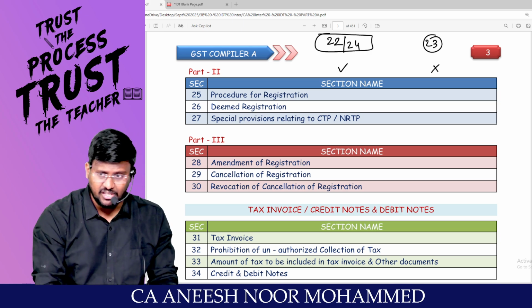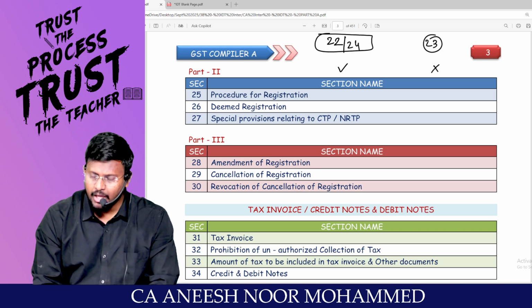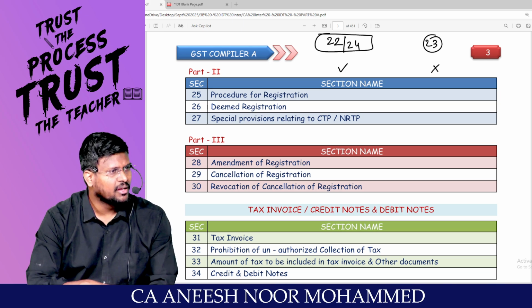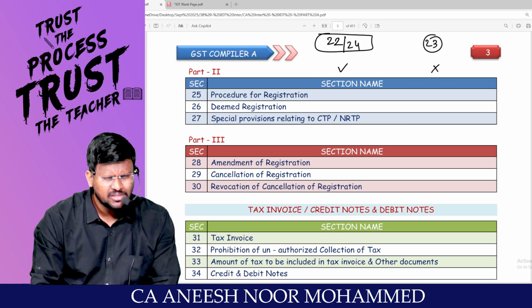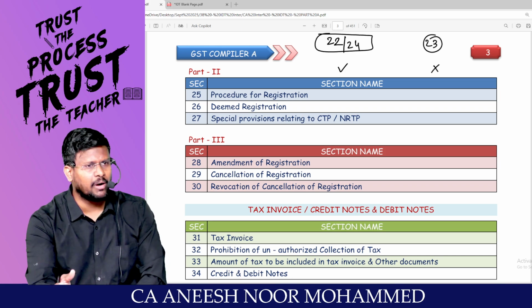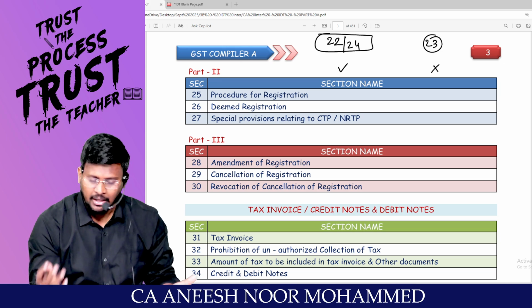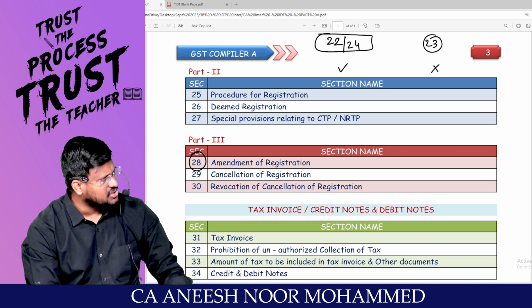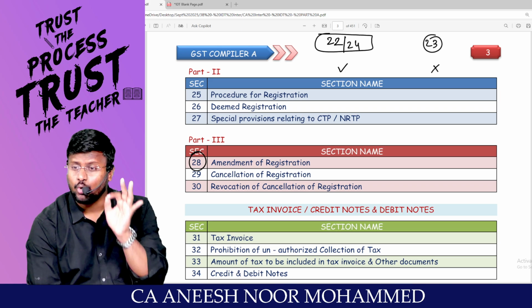After you have taken registration, at the time of taking registration you would have given your mobile number. In future, will you change the mobile number? In future, will you change the email ID? In future, will you change the location of your business? Earlier you would have done business in Nungambakam. Sir, now I have changed to Kodambakam. Is there any chance? That is section 28, amendment of registration. You can amend your registration as per section 28.